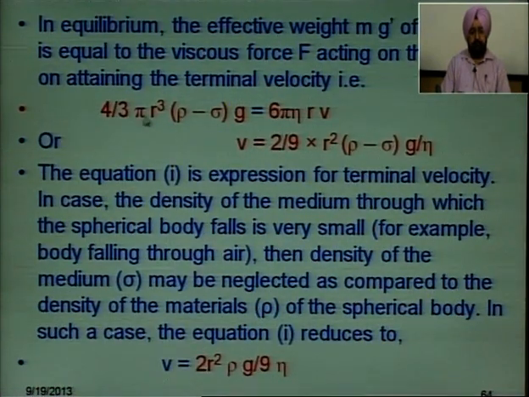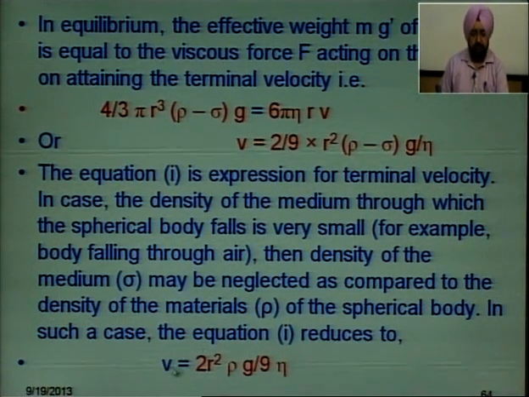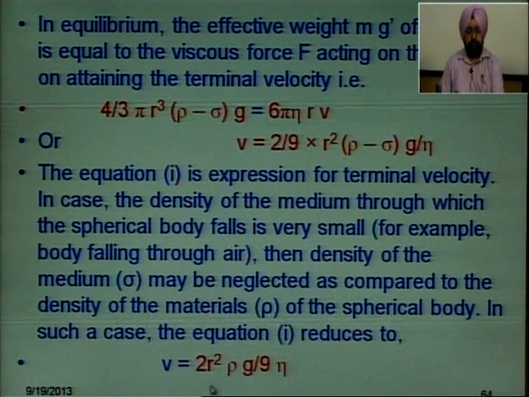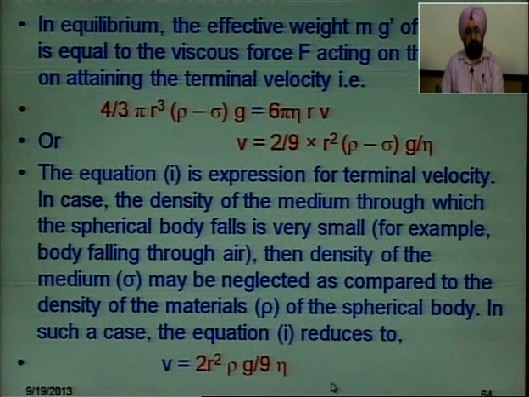So, net weight 4 by 3 pi r cube (rho minus sigma) into g is equal to 6 pi eta r v. Then v is equal to 2 by 9 r square (rho minus sigma) into g upon eta. So, this is the relation to find out velocity. This equation is the expression for terminal velocity. If the density of the medium through which the spherical body falls is very small, then the density of the medium may be neglected as compared to the density of the material. You get velocity as 2 r square rho g upon 9 eta. So, sigma can be eliminated from this term.